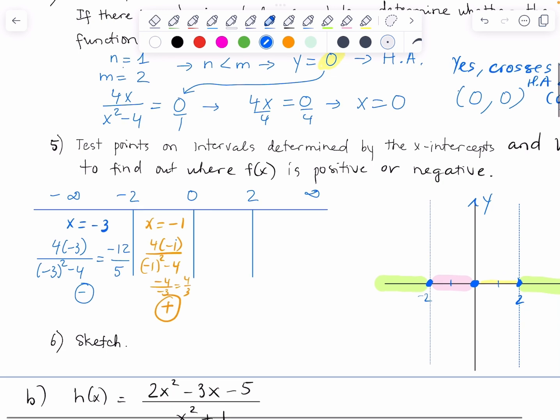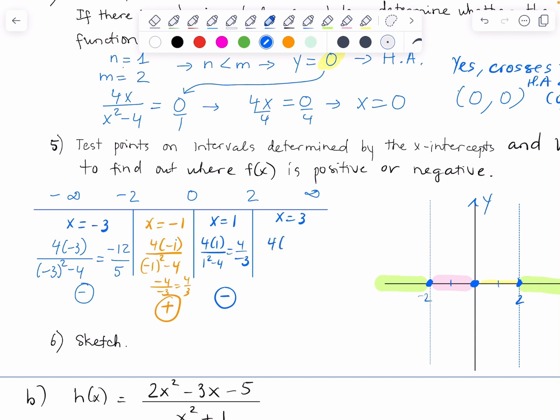The next interval between 0 to 2, pick 1. So let's say x is equal to 1. We're looking at 4 times 1 over 1 squared minus 4. That's 4 over -3. That's definitely a negative answer. And then last but not least, the interval between 2 to infinity. Let's pick 3. So we have 4 times 3 over 3 squared minus 4. That's 12 over 9 minus 4 is 5. That's definitely a positive value.